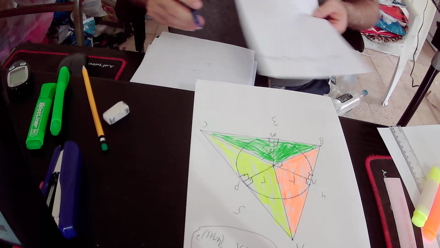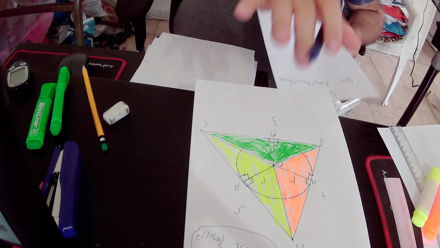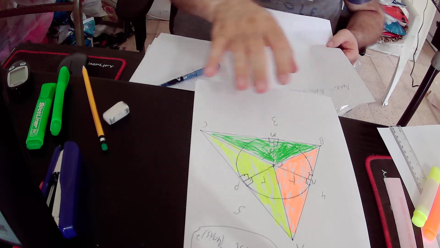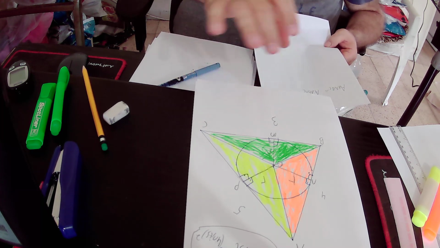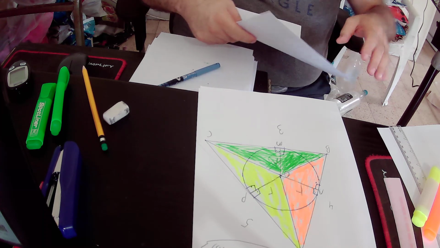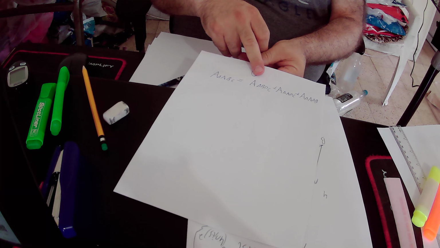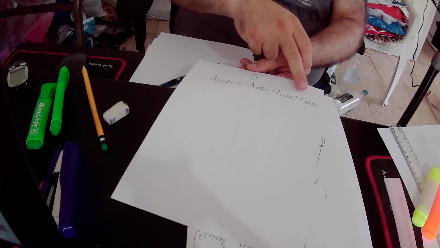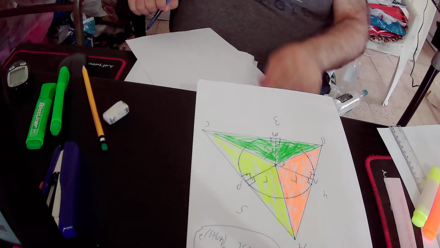As you can see from the picture, the area of the big triangle, triangle ABC, equals the sum of the areas of the three triangles it contains. So the area of triangle ABC equals the area of the green triangle plus the area of the yellow triangle plus the area of the orange triangle. That will be equation number 1.